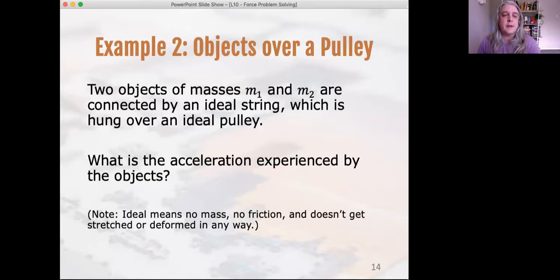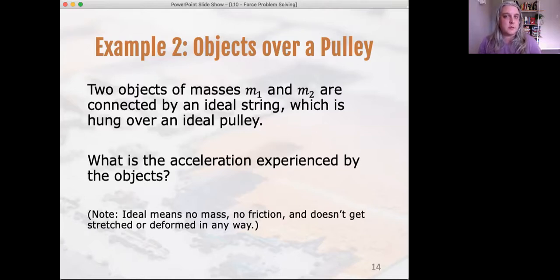Firstly, a little note there. Ideal means no mass and no friction. It doesn't get stretched or deformed in any way. So basically, it doesn't really affect our consideration of forces. The reason that's important is that if the string has mass, then we have to start thinking about the acceleration of the string as well, because it will need a net force. If it doesn't have any mass, then it doesn't need a force to move, because there's no inertia there.